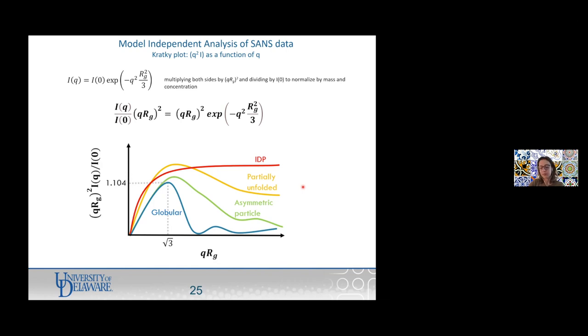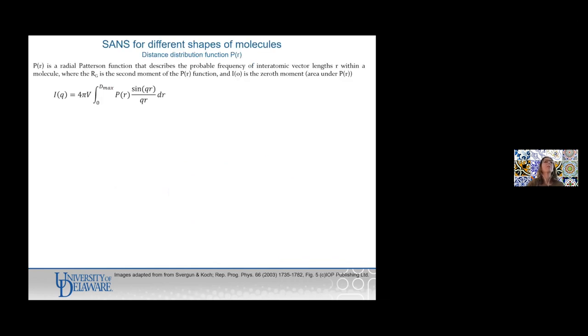Okay, what else can you do with the entire Q range, if you will? So going back to the formula for your intensities, your intensities depend on the form factor, and you can integrate from zero to the maximum distance that you expect in your sample. And you can do an indirect Fourier transform, so you can invert this and obtain information about what we call the distance distribution function.